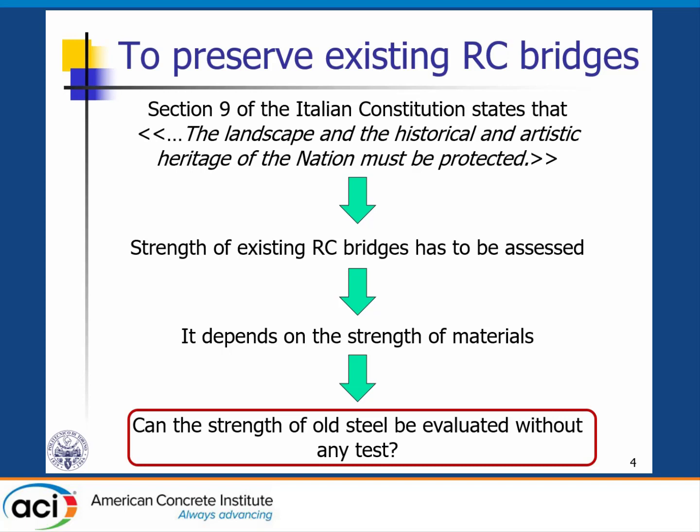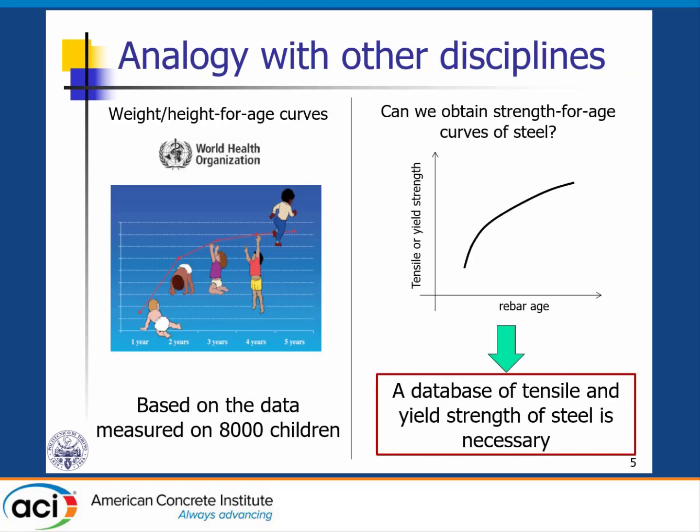And of course, for doing this, as all the speakers have shown before, we have to assess the strength of existing reinforced concrete bridges. In many cases, we have to assess the properties of materials without doing any test, because in many cases you have to assess the strength of thousands of bridges, and you cannot do any direct or indirect test. So in the specific case of steel rebar, can we predict the strength that we can find in the bridges without doing any test? In our opinion, yes, we can do it.